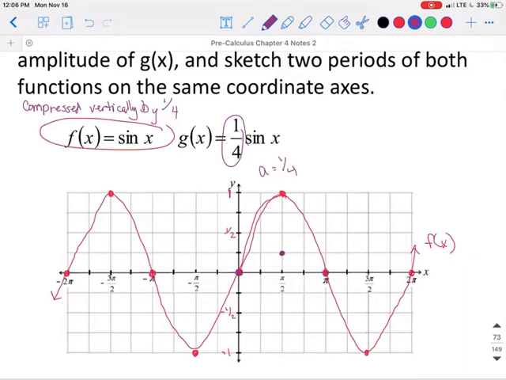Then the next pi over 2, we're back at the middle. Low, middle. So since we started in the middle, we're going to go low, middle, high, middle. So our function of 1/4 sine of x should look like this.